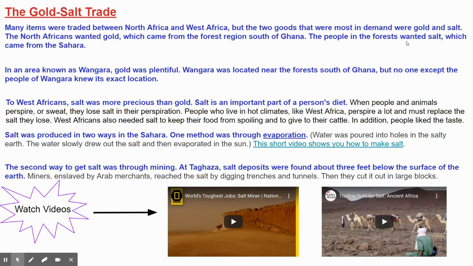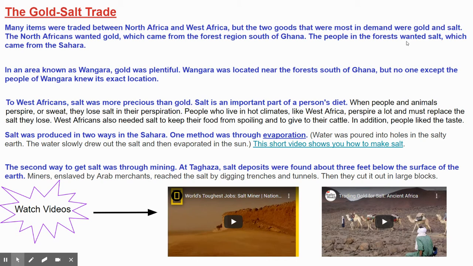In an area known as Wangara, gold was plentiful. Wangara was located near the forest south of Ghana, but no one except the people of Wangara knew its exact location. In fact, we still don't know this location. It's still a secret today. To West Africans, salt was more precious than gold.